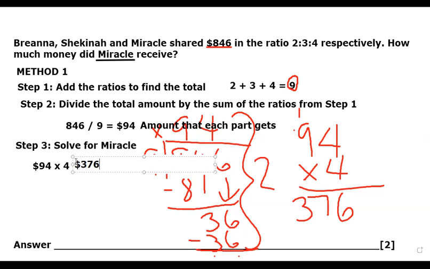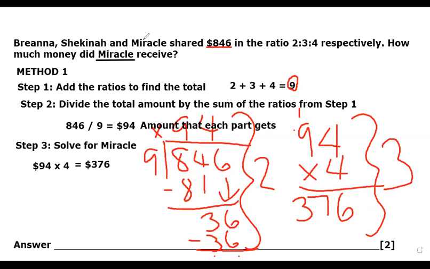Okay. Now, the question did not ask us to figure out how much Brianna and Shekinah got. But we could very well figure that out, right? So let's stick a pin in that. Miracle got $376, and we know she got that because we multiplied 94 by the 4 parts that she had.